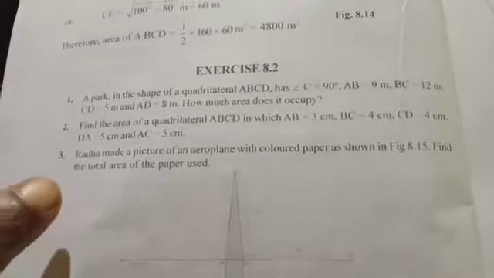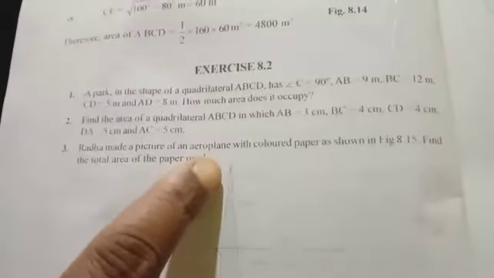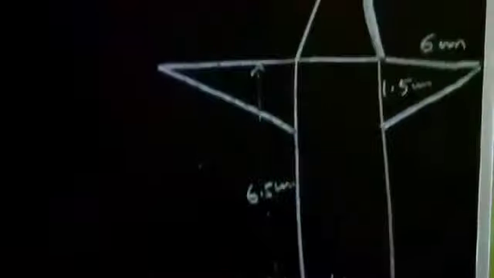Now third question is, Radha made a picture of an aeroplane with colored paper as shown in the figure. Find the total area of the paper used. Here you can see the aeroplane portion. We have here one triangle part and two feathers, like this is also triangle. Here down portion is trapezium and this portion is rectangle portion. This I have drawn in the board. They have given the measurement also like this.